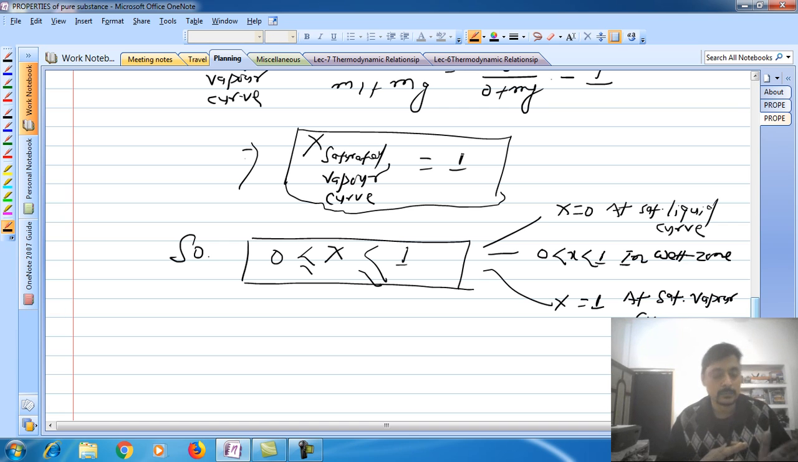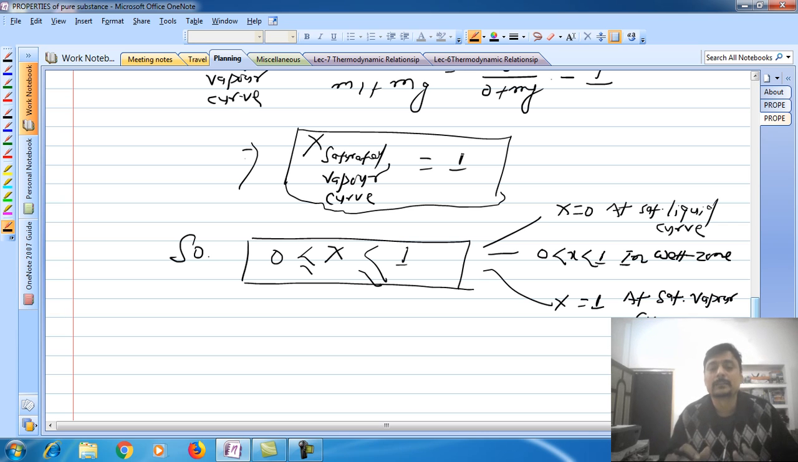Therefore, in this condition, if you put the value of mf and mg in this equation, we will get that the dryness fraction will be 0. So it can be said that the dryness fraction at saturated liquid curve will be equal to 0. So if you move from left to right, from the saturated liquid curve in the right direction, this wet zone starts. In this wet zone, the value of x will be increasing from 0, and the maximum value of x will be equal to 1.